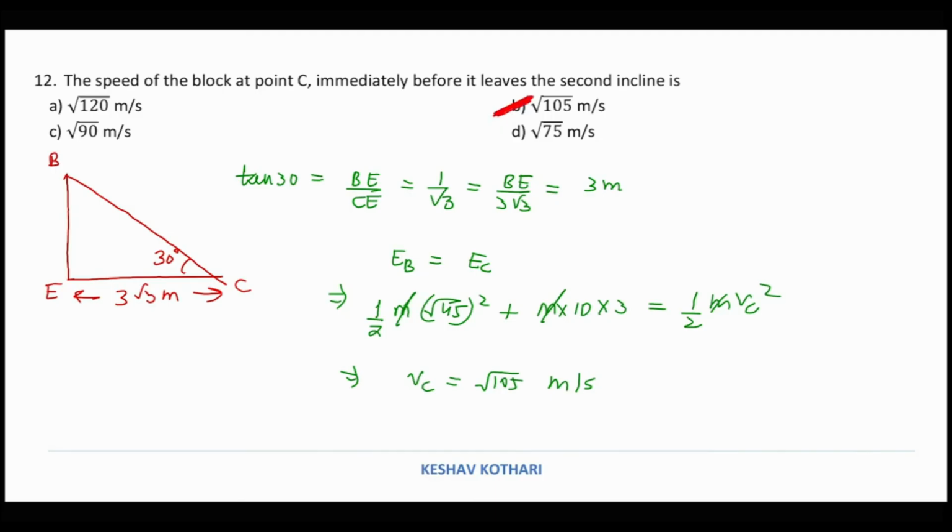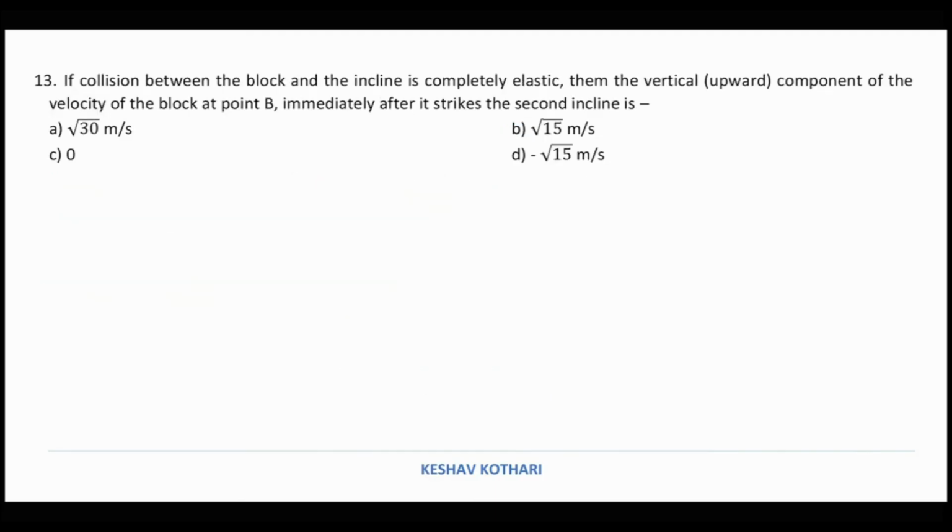Let us deal with the next problem. If the collision between the block and the incline is completely elastic, then the vertical component of the velocity of the block at a point B immediately after it strikes the second incline will be. So now the velocity of the block along BC just before the collision is V cos 30.